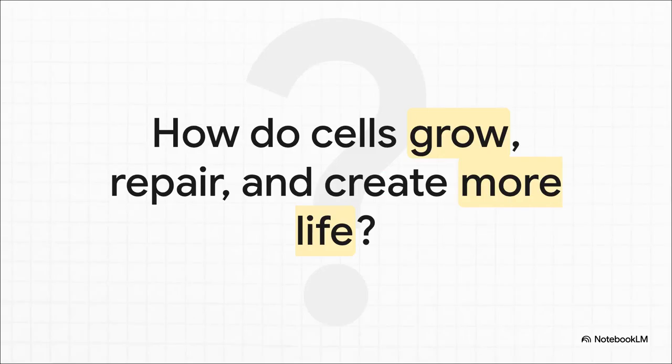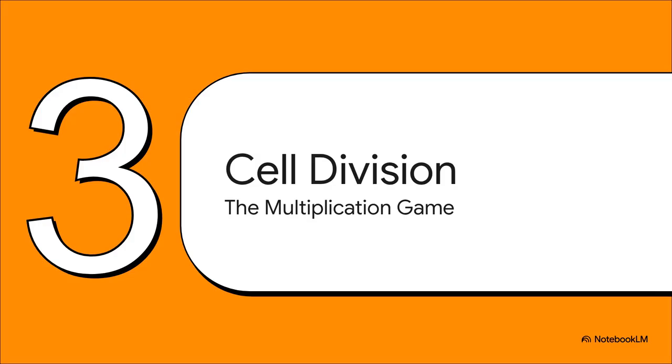Okay, so a cell can successfully feed itself, it can breathe, it can get rid of waste, but how does one single cell become a complex organism like an axolotl or a human being for that matter? Let's move to Section 3 and figure that out. How cells divide: the multiplication game.